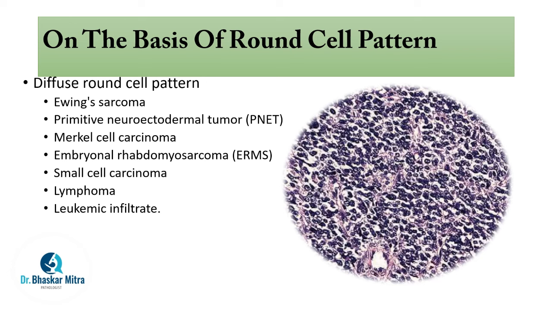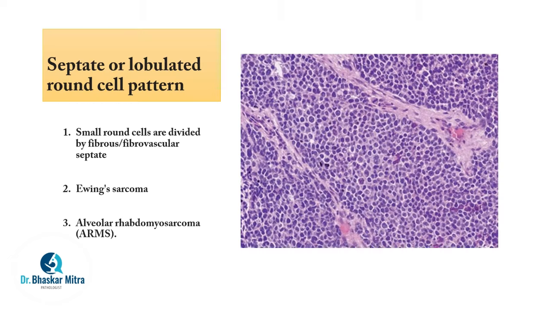So finally, I am summarizing my lecture with the approach to these tumors. First, on the basis of round cell pattern, if it is a diffuse round cell pattern, we have to think of the Ewing's group of tumors. Other things that may come as similar ones are Merkel cell carcinoma and small cell carcinoma, and the lymphoma and leukemia group in the differential, where we cannot see any stroma.